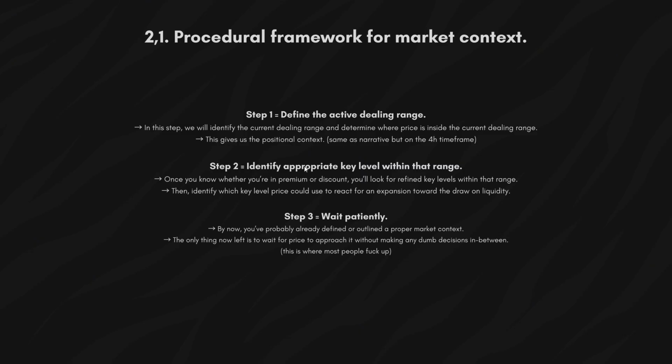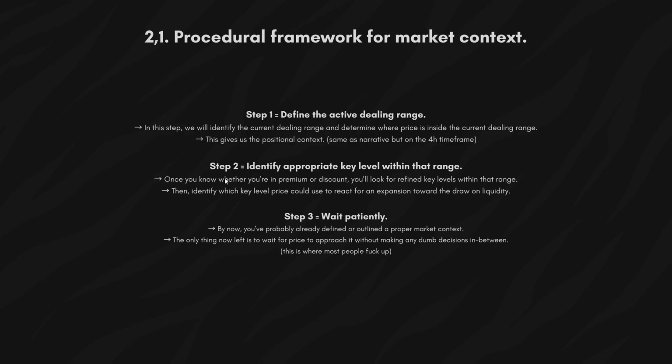The second step is to identify an appropriate key level along with a CRT, or a candle range, within the dealing range. Okay, that's the second step. So once you know whether you are in premium or discount, you will then look for refined key levels within that range. You will look for multiple key levels within the premium and discount region. And then you will identify which key level and which candle range, or CRT, price could use to react or use as a catalyst for an expansion towards the drawn liquidity.